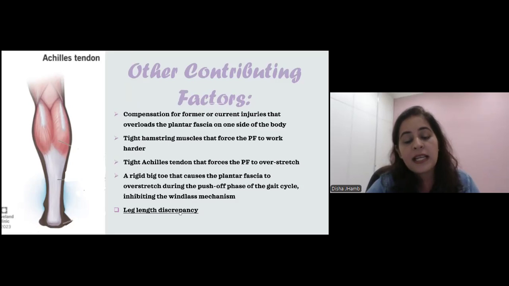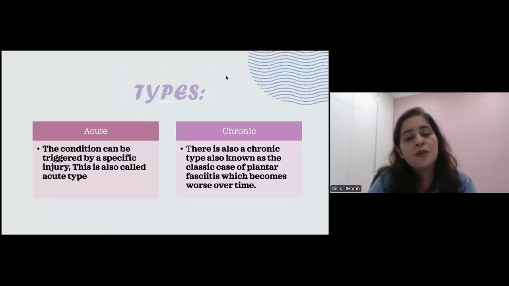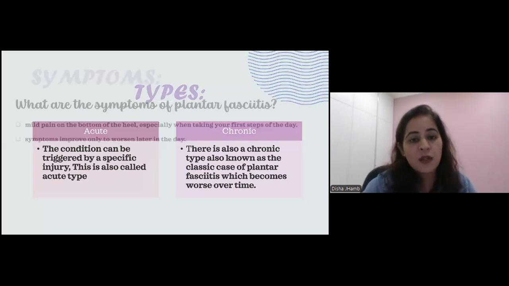In the same way, leg length discrepancy, where there is a change in the length of both legs, also causes this problem. So the problem falls under two categories: acute and chronic. Acute is generally injury-induced pain, and chronic is the very classic case of plantar fasciitis, which happens because of prolonged injury or continuous strain on the plantar fascia. So that is the chronic.